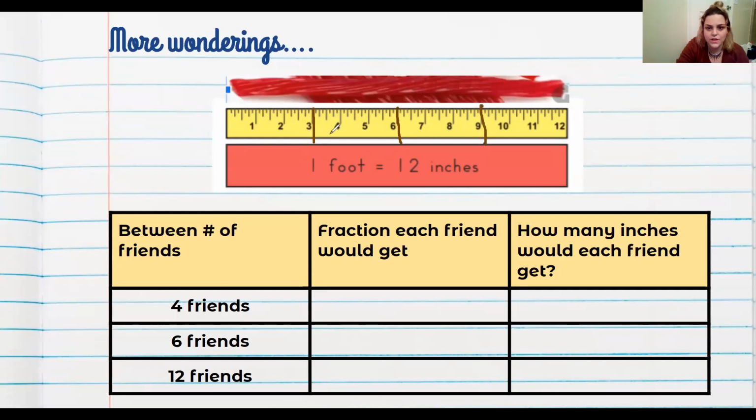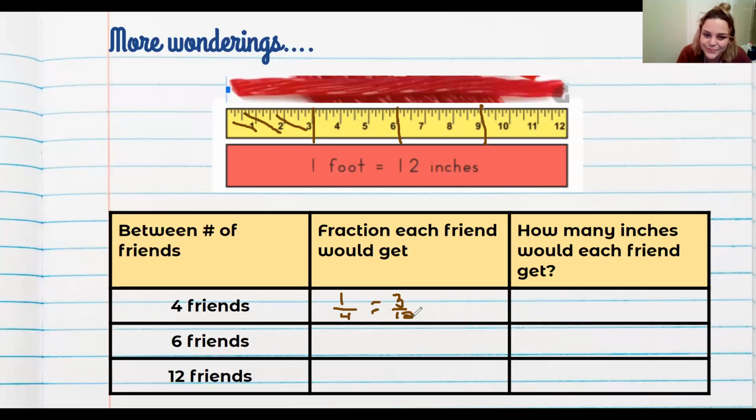We would each get 3 inches of the licorice stick, which means the fraction each friend would get... if I look at it, it's divided into fourths, and we would each get 1/4, or 3 inches out of 12 inches. So 1/4 is the same as 3/12.